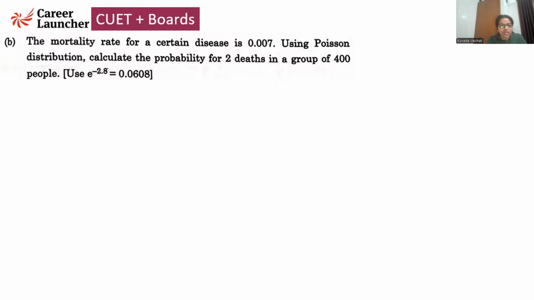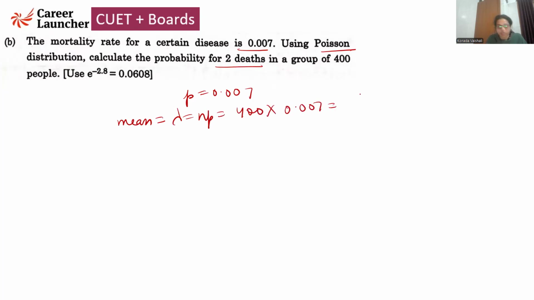The next one, optional one, was the mortality rate for a certain disease. So the probability is given down as 0.007. So we need to make use of the Poisson distribution and calculate the probability for 2 deaths in a group of 400 people. So I can make use of the formula lambda is equal to np. So n is 400 and p is 0.007. So this is coming down as 2.8.